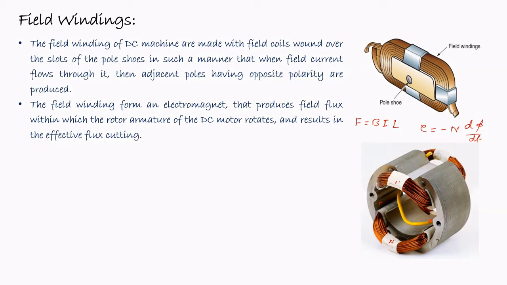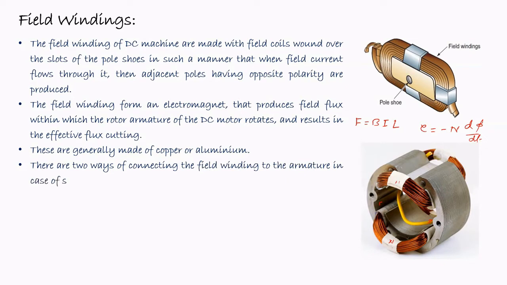Basically, for larger size DC machines, normally electromagnets are used. Permanent magnets are not used there because the strength of the permanent magnet is low, and also with time, the strength of the permanent magnet gradually decreases. So if we use the field windings, we can easily control the current, and then we can control what amount of flux should be developed. Field windings are basically made of copper or aluminum, that is the conducting material.